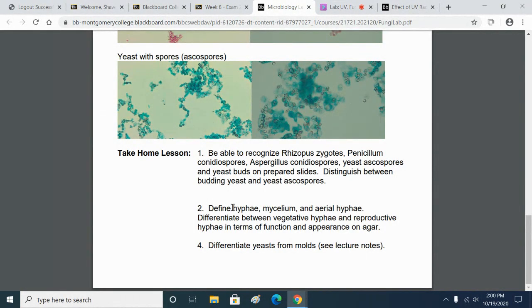Does anyone like blue cheese salad dressing? Anybody like blue cheese salad dressing? It's okay to admit it. Yeah, well, those chunks of blue are mold. So you're eating mold. And that's how that works, right?